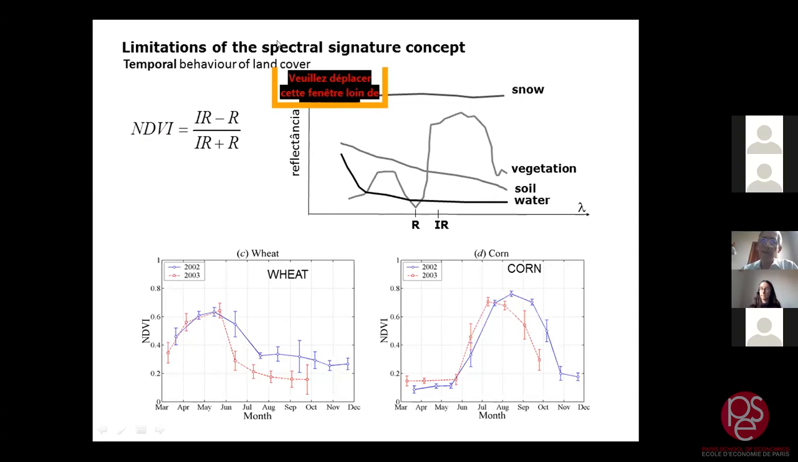MODIS is clearly a low resolution sensor, which has the advantage of providing images very often. So there is a trade-off between spatial resolution and temporal resolution. The good trade-off is with Landsat. Landsat has one channel in the thermal infrared, and so does Sentinel-3. Sentinel-1 is radar, Sentinel-2 is optical, and Sentinel-3 has thermal information. So you have nowadays medium resolution.